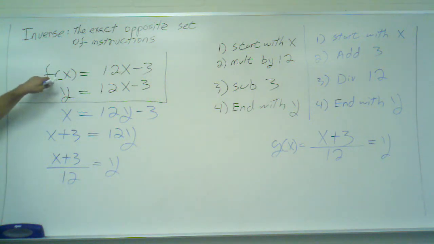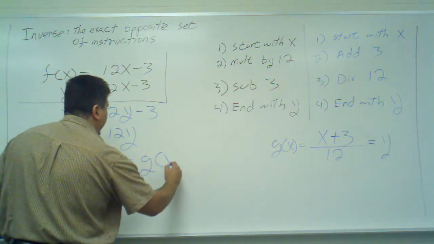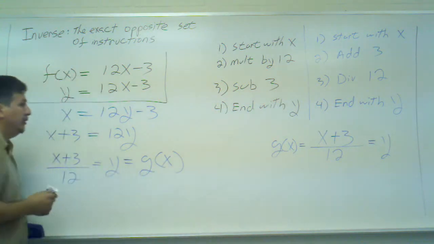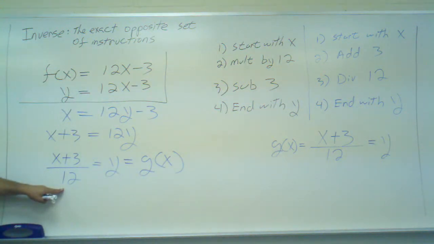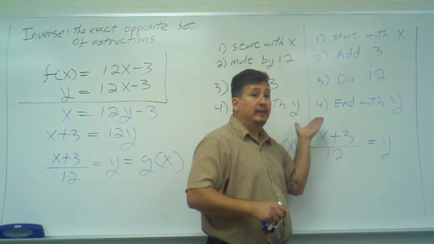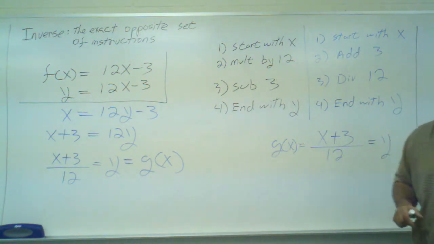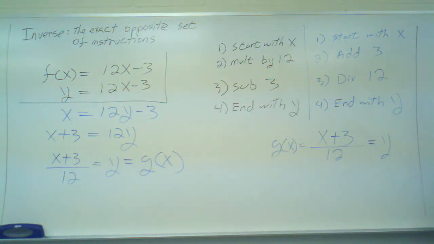But it's not the same function as here. It's the exact opposite function, which I will temporarily display with this new symbol g of x. Notice, my mechanics produced exactly the same as reading it and reversing the set of instructions. Any questions on this?